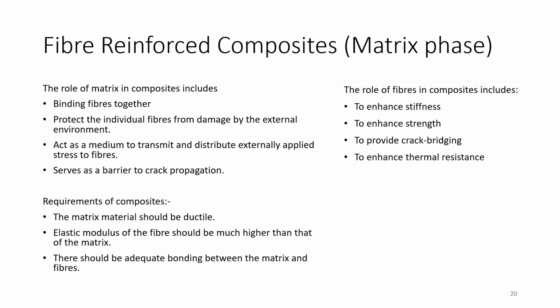Next up you have requirements of composites. The matrix material should be ductile, the elastic modulus of fiber should be much higher than that of the matrix, and there should be adequate bonding between the matrix and fibers.